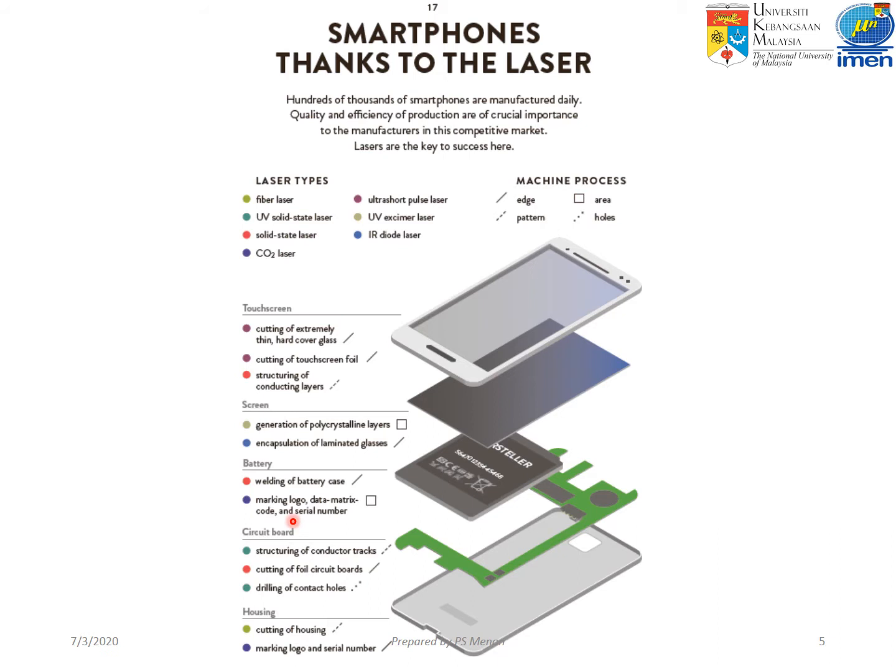And then moving on, you have the circuit board. The structuring of the conductor tracks, the cutting of the foil circuit boards, and the drilling of the contact holes are mainly done using UV solid state laser and also solid state laser. And last but not least, the housing: the cutting of the housing and the marking of the logo and the serial number are executed using fiber lasers and also CO2 lasers. So different lasers for different parts of your smartphone.